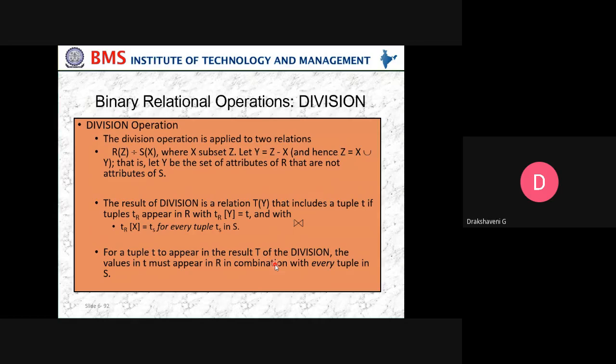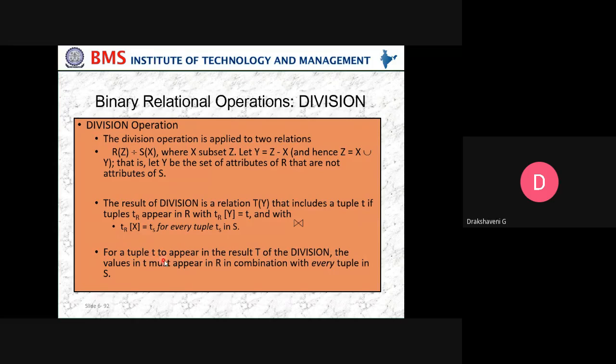Next is a division operation. The division operation is applied to 2 relations, that is R(Z) divided by S(X), where X is a subset of Z. Let Y equal Z minus X, and hence Z equals X union Y, that is, let Y be the set of attributes of R that are not attributes of S. The result of division is the relation T(Y) that includes a tuple t if tuples tR appear in R with tR[Y] equal to t and with tR[X] equal to tS for every tuple tS in S.